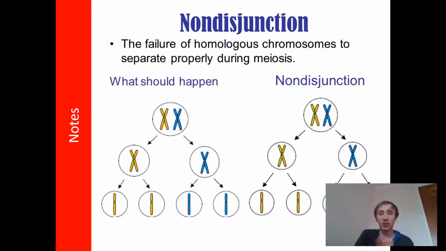So, what I'd like you to do is draw that non-disjunction diagram down, and I've realised that note at the top is slightly misleading. You're looking at the failure of chromatids to separate properly during meiosis, rather than homologous chromosomes, and that's my mistake. So pause me, get the failure of chromatids to separate properly during meiosis down, and then copy down the non-disjunction diagram.